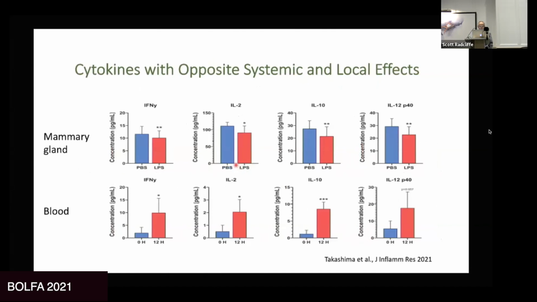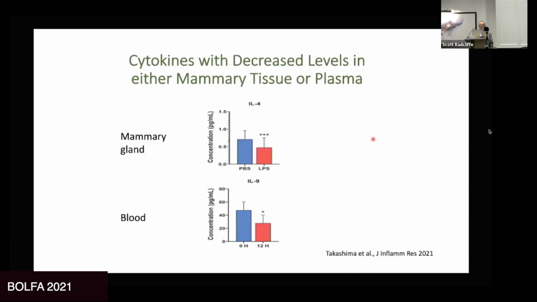For example, interferon gamma, IL-2, IL-10, IL-12, they all decrease in the mammary gland tissue, but they increase in the blood. So we think those are anti-inflammatory cytokines. So the decrease in the mammary gland locally may promote inflammation. However, the increase systemically, maybe they can protect non-infected tissue or something. That's just a hypothesis. Supporting that, you can see IL-4 also decreases in the mammary gland by LPS significantly.